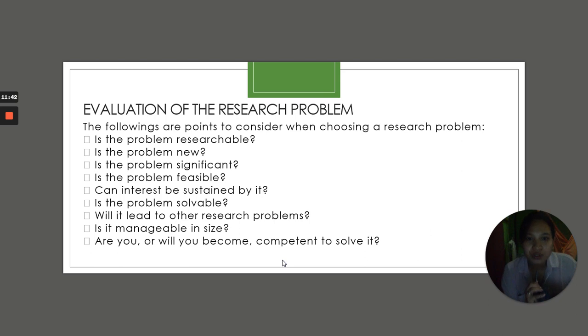So, evaluation of the research problem. The following are points to consider when choosing a research problem. If you make a research problem, there are questions to apply to it.